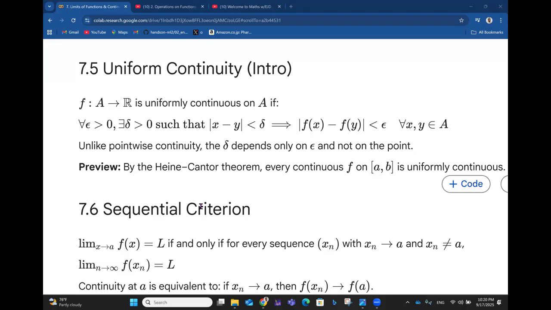Okay, so a preview will be the Heine-Cantor theorem. Every continuous function f on the closed interval [a, b] is uniformly continuous. That's what the Heine-Cantor theorem states, that once a function is continuous on a closed interval [a, b], then we can say that it is uniformly continuous, right?